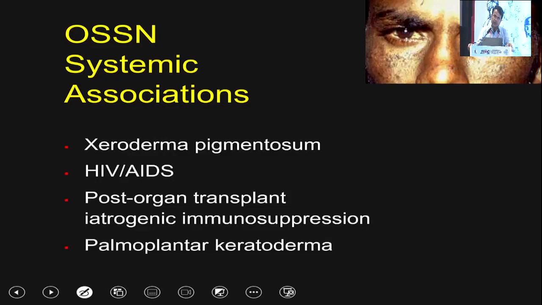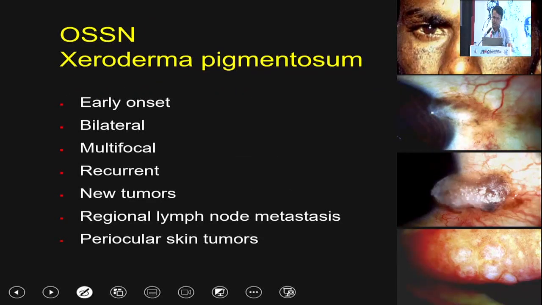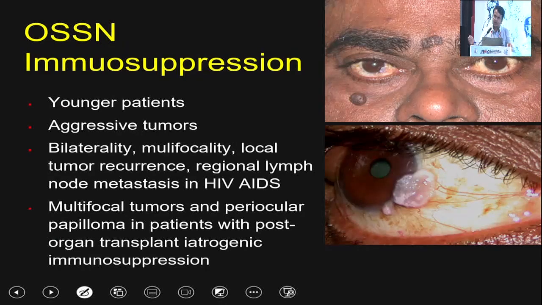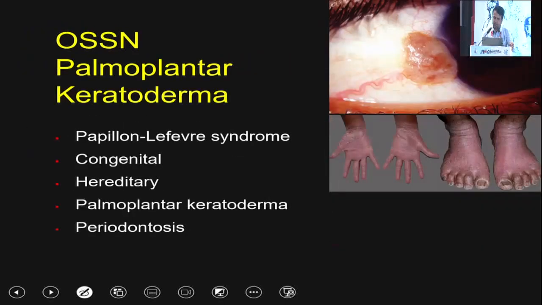Xeroderma pigmentosum, HIV, AIDS, post-organ transplantation, immunosuppression, and palmoplantar keratoderma are the associations. And in xeroderma, you have bilateral lesions in teenagers, which are multifocal and recurrent. And even in patients who have immunosuppression, HIV positive or immunosuppression of any etiology, they have multifocal bilateral lesions. And they can also have skin papillomas, as this patient with organ transplantation has.